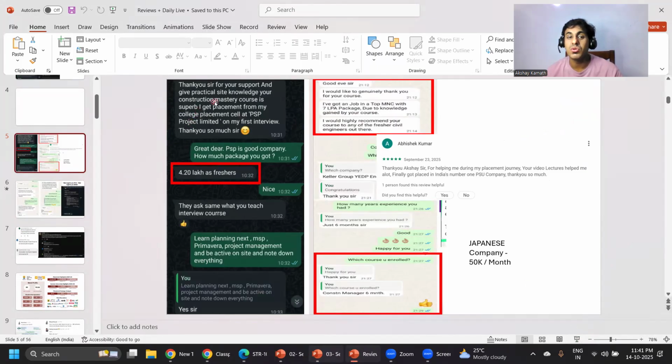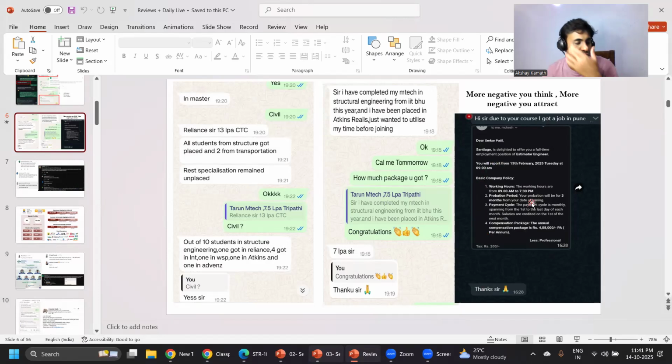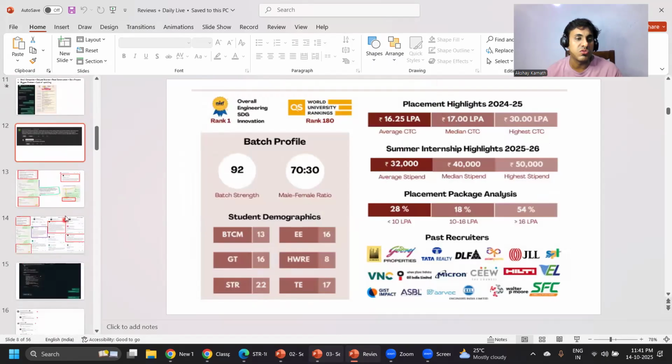He had enrolled in my construction manager mastery course and got placed as a fresher with a 4.2 lakh package. One of my students got a package of 7 lakh. He was previously working, not a fresher, with around 6 months of experience, and he had enrolled in my construction manager mastery. Your course, highly recommended. He is one of my students who got a job of around 4 lakh as a quantity surveyor. I'll go through a few more reviews.